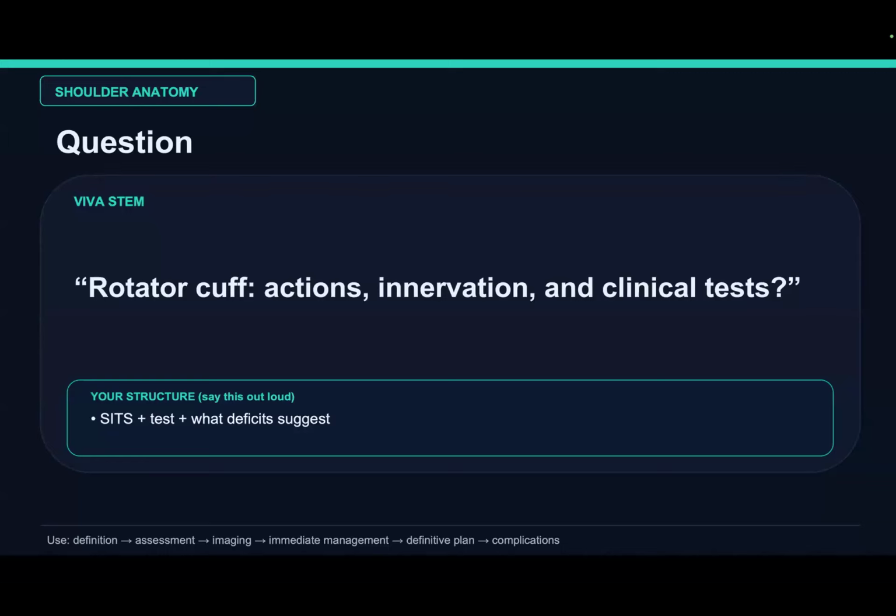Subscapularis originates from the subscapular fossa of the scapula and inserts on the lesser tuberosity. Its action is internal rotation, and it is innervated by the upper and lower subscapular nerves. Do you know any special tests for each of these rotator cuff muscles?